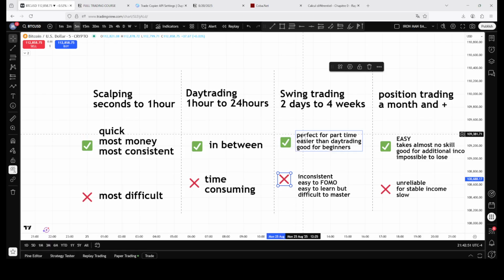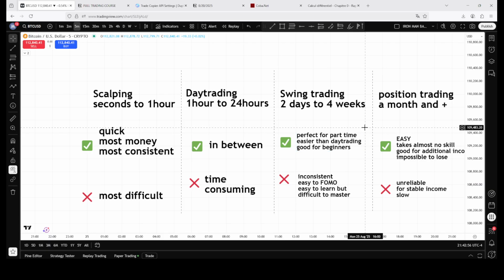What's good about it is it's perfect for part-time. So what I mean is that if you're in school or you're working or whatnot, and you just want to have a foot in trading, learn at your pace, this is perfect for you, because you're not necessarily trading all the time, but at the same time, you can still make very decent profits, and it's easier than day trading. So day trading, like I said, is easier than scalping, and swing trading is easier than day trading. And it's good for beginners because the concepts and the things you learn work most in swing trading. Then you have the cons.